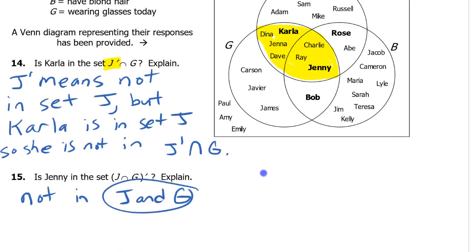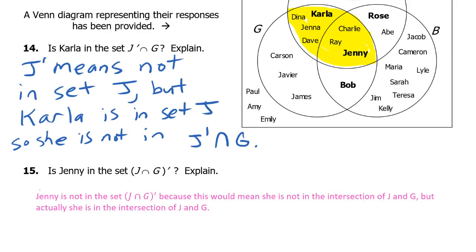She is in there. All right, but this set for problem number 15 is the complement of that. So that means she's not in J and G. So this is false, all right, just like number 14 was false. So is Jenny in this set? No, because, and here I'll just write a quick sentence. So Jenny is not in the set because this would mean that she is not in the intersection of J and G, but actually she is in the intersection of J and G. So that means she's not in this complement.